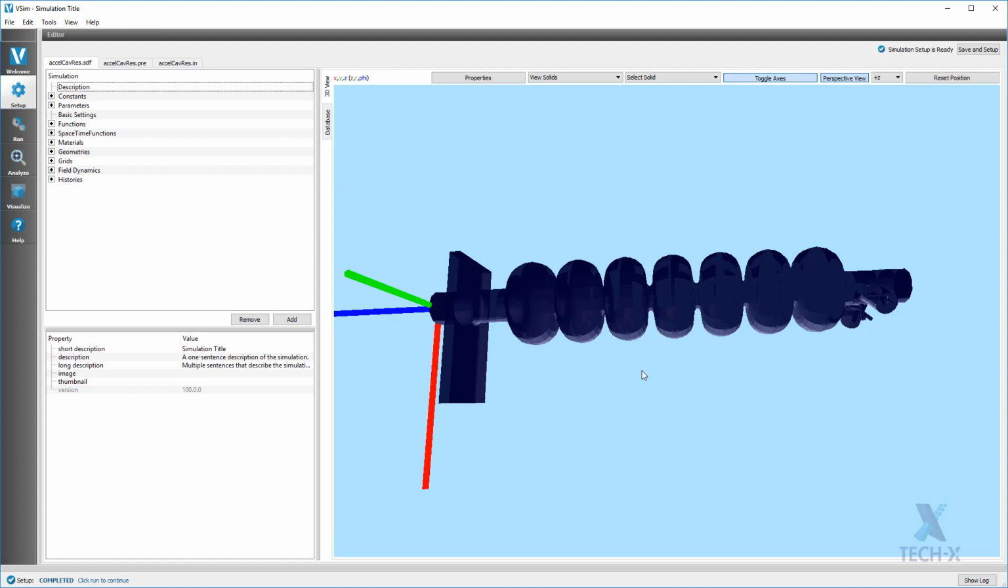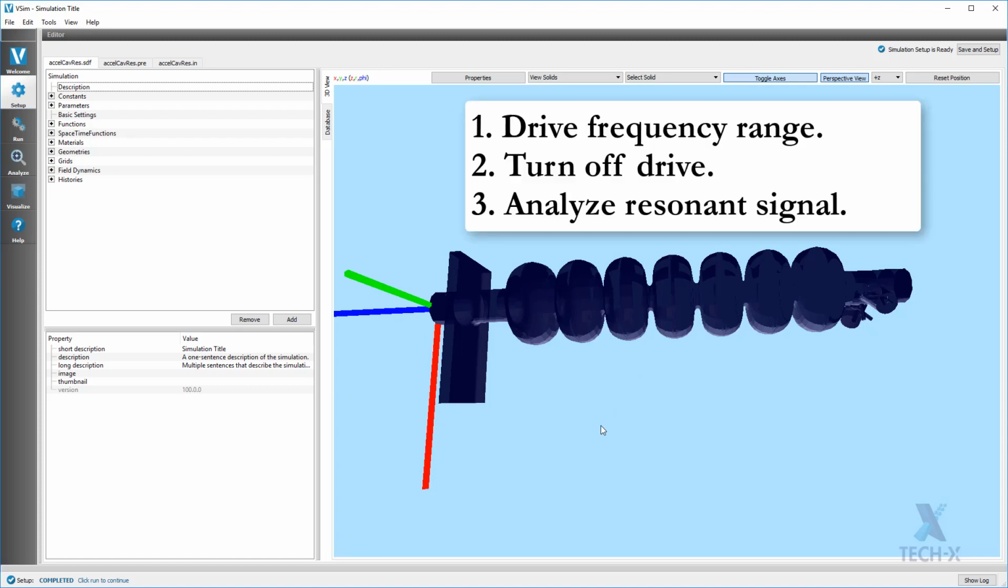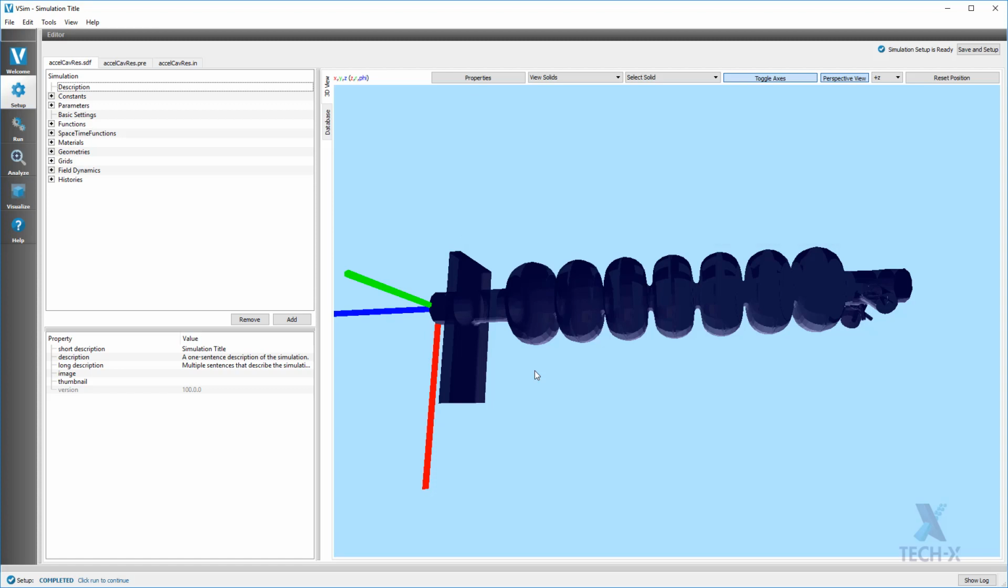So I know this cavity was designed to have a frequency around 1.5 gigahertz. So what I will do is drive a signal that has a frequency spread of something like 1.2 gigahertz to 1.8 gigahertz. And then what should come out, after we drive this current and then take away the drive, is that the fundamental frequency should resonate and continue to ring long after we stop driving the current. And then we can look at that signal and measure its frequency, and that will tell us what the fundamental frequency of this cavity is.